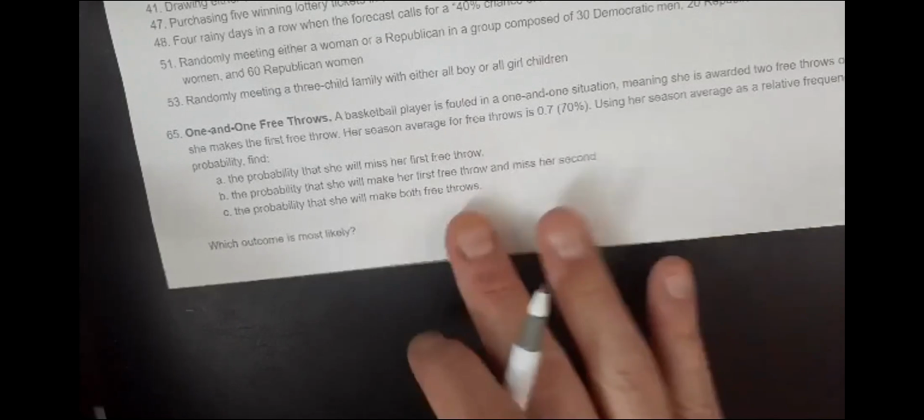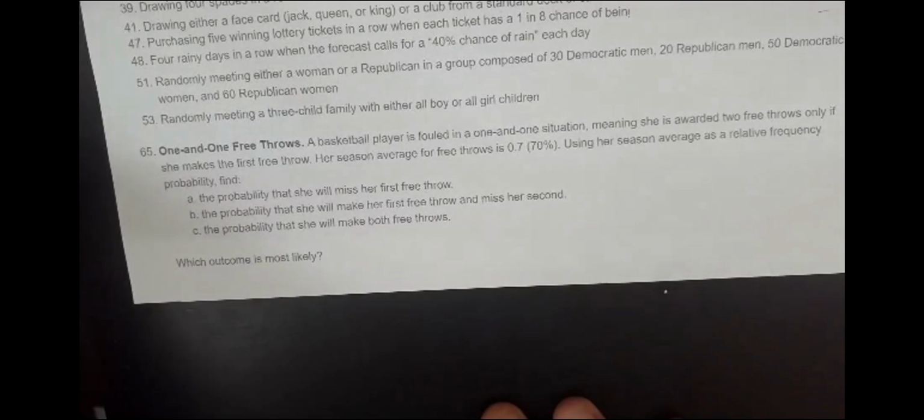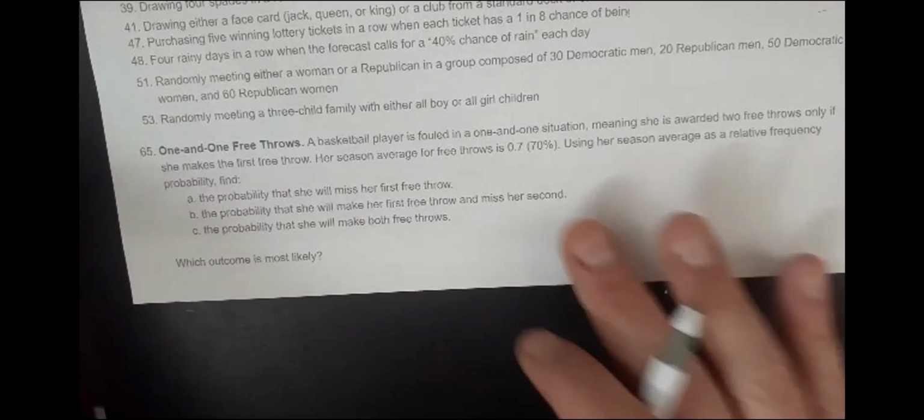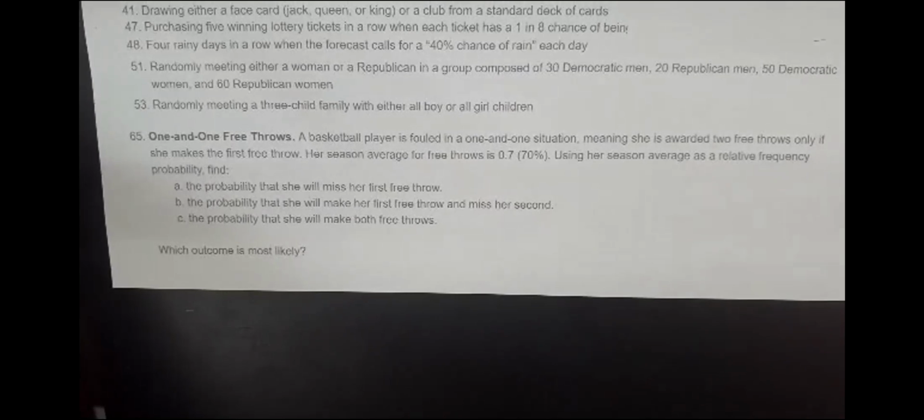Purchasing 5 winning lottery tickets in a row when each ticket has a 1 in 8 chance of winning. So is this probability going to get larger or smaller than 1/8? Is probably the question that you're going to ask yourself. If I'm purchasing 5 in a row and they're all winning, smaller. It's going to be smaller.